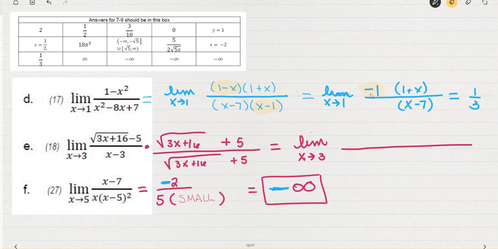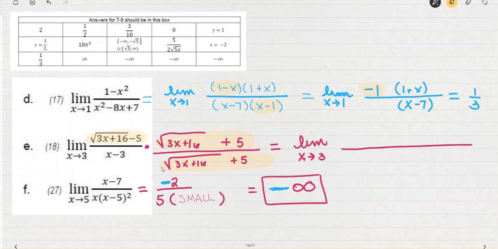For letter E, we need to simplify, because the 3 in direct substitution gives us a 0 in the denominator, so we're going to multiply by the conjugate again over itself, and that does simplify for you.